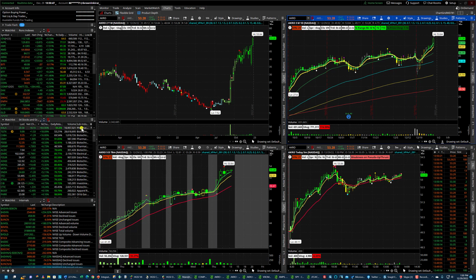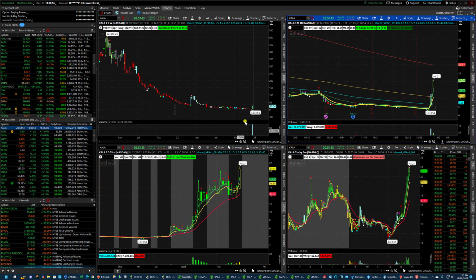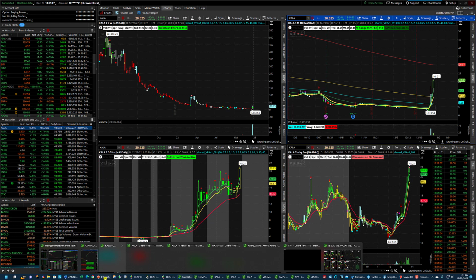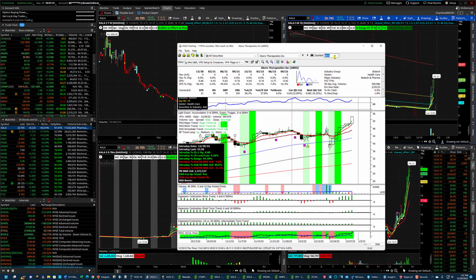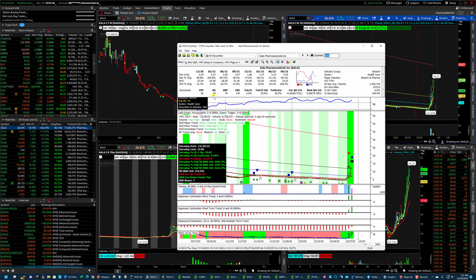Look here, biotech, pharma, a lot of biotech stocks today. These are not necessarily high relative strength stocks. As you can see, this one has a strong weekly downtrend, but the past couple of days it started moving. Has to be on news. Let's look at KALA. And you can see the relative strength is only 20 on this.